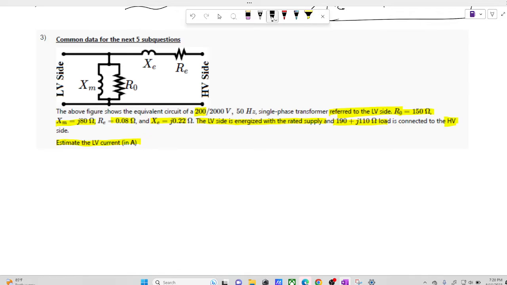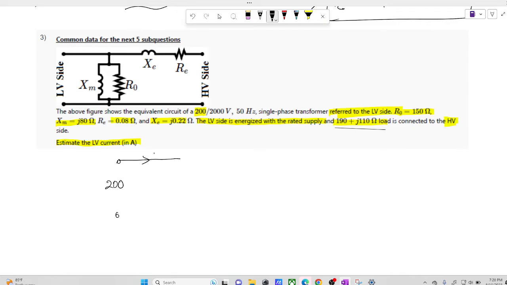They have already given the parameter values, and this is a simple network theory question with the given values of R_L. One thing you need to keep in mind: this load is connected on the high voltage side, so when you refer it to the low voltage side, you need to divide it by the turns ratio squared in order to get the load reflected towards the low voltage side. What will you do? This is 200 volts.